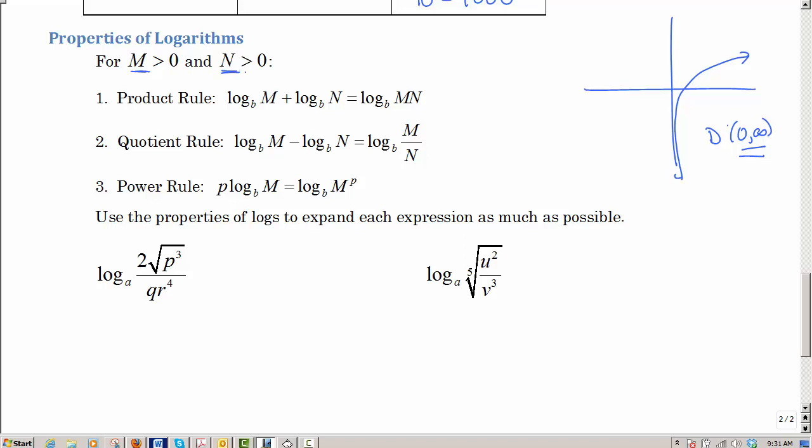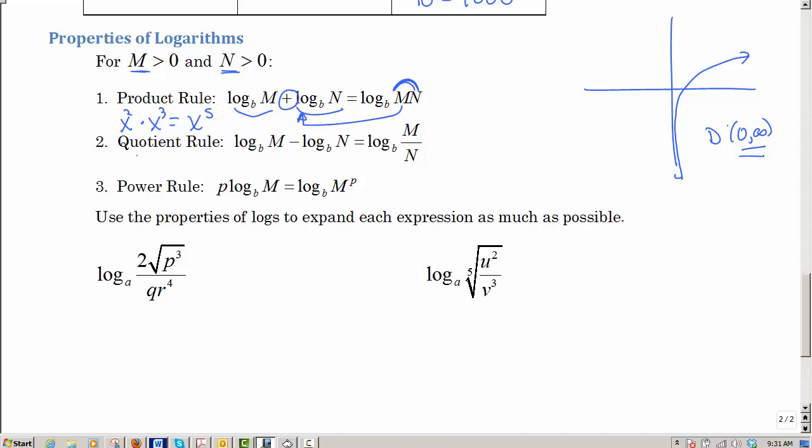So we have a product rule. I want you to think about your exponents. Remember, if we have x squared times x cubed, remember how you kept the base and added the exponents? And since logs are exponents, pretty much the same. So if you have two logs added, you can multiply them. You can also go backwards.